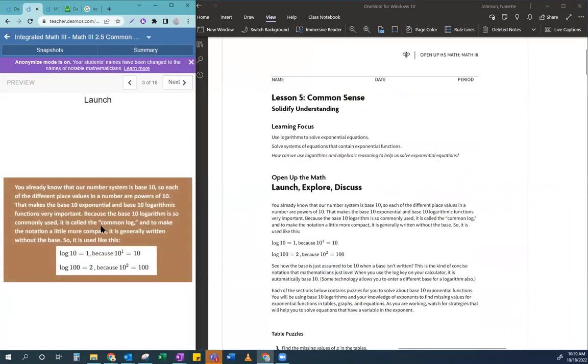Okay, so next it says, you already know that our number system is in base 10. If you didn't know that, think about why. Each of the different place values in a number are powers of 10. What does that mean, Miss Johnson? So really quickly.